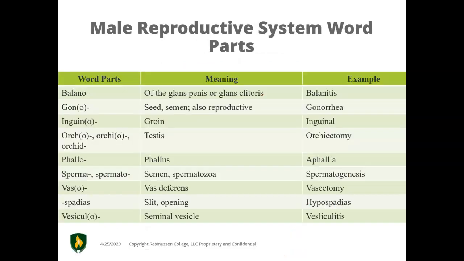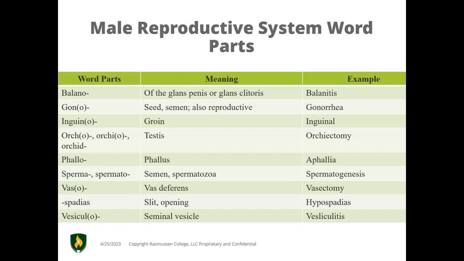And then some of the terminology that you're going to hear with the male reproductive system: balano, which refers to the glans penis or glans clitoris; geno, which is the seed, semen, but also means reproductive; inguino means groin; orcho, orchio, or orchido means testis; phallo is phallus; sperma or spermato means semen or spermatozoa; vaso is the vas deferens; the suffix -spadias means slit or opening; and then vesiculo is the seminal vesicle.